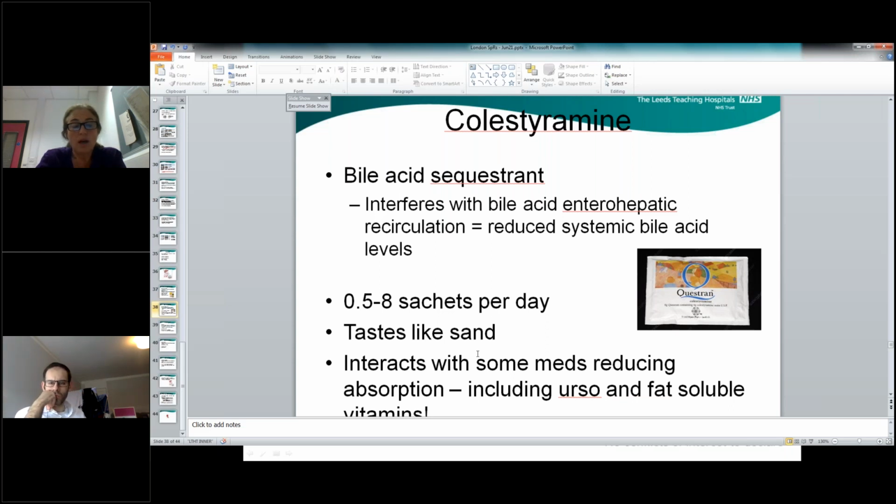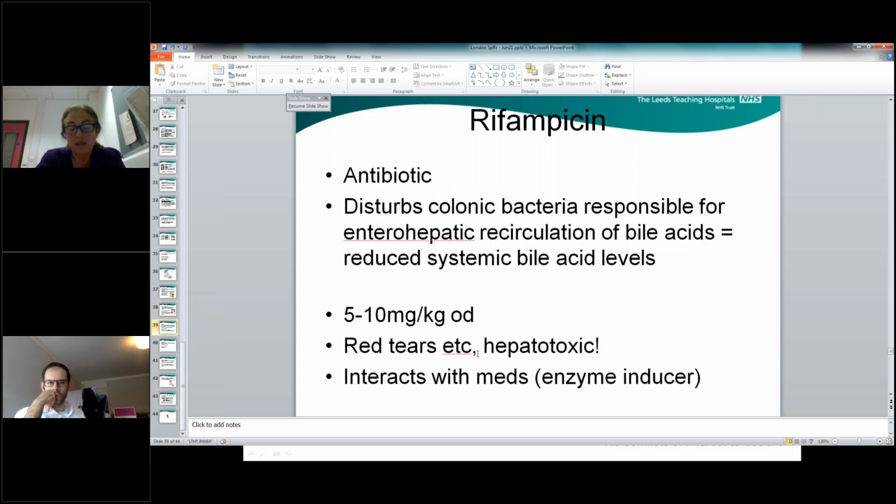Rifampicin would be our next line antipruritic, and it's probably working by getting rid of some of the colonic bacteria that convert your bile acids to bile salts and cause enterohepatic recirculation lower down in the colon. So in theory, it reduces overall bile acid levels. Lots of side effects, but the red tears is one of them that we always have to warn parents about. And actually, theoretically, it's hepatotoxic.